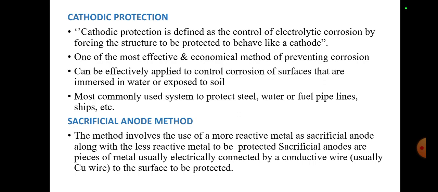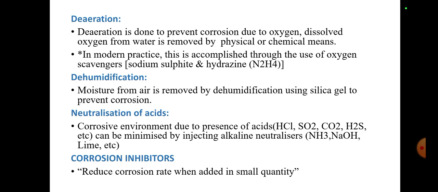Sacrificial anode method. The method involves the use of a more reactive metal as sacrificial anode along with the less reactive metal to be protected. Sacrificial anodes are pieces of metal usually electrically connected by a conductive wire to the surface to be protected.